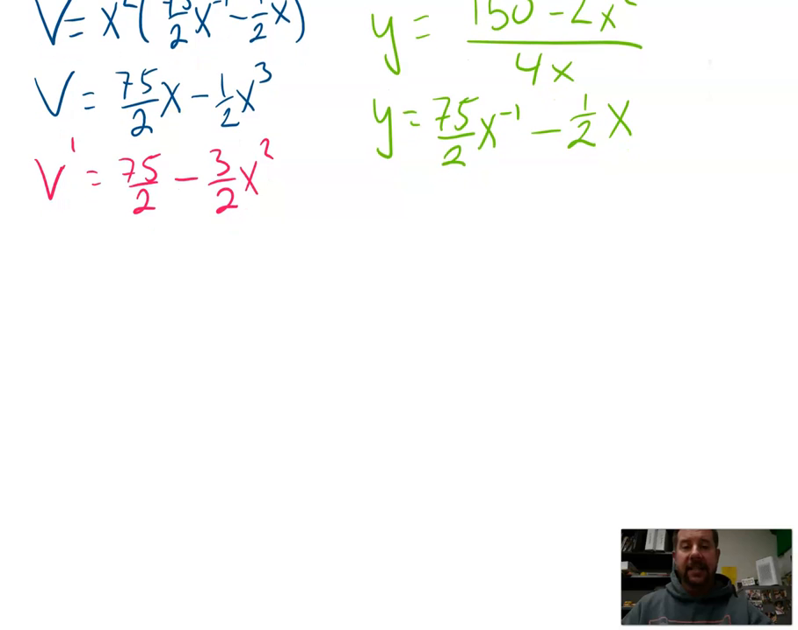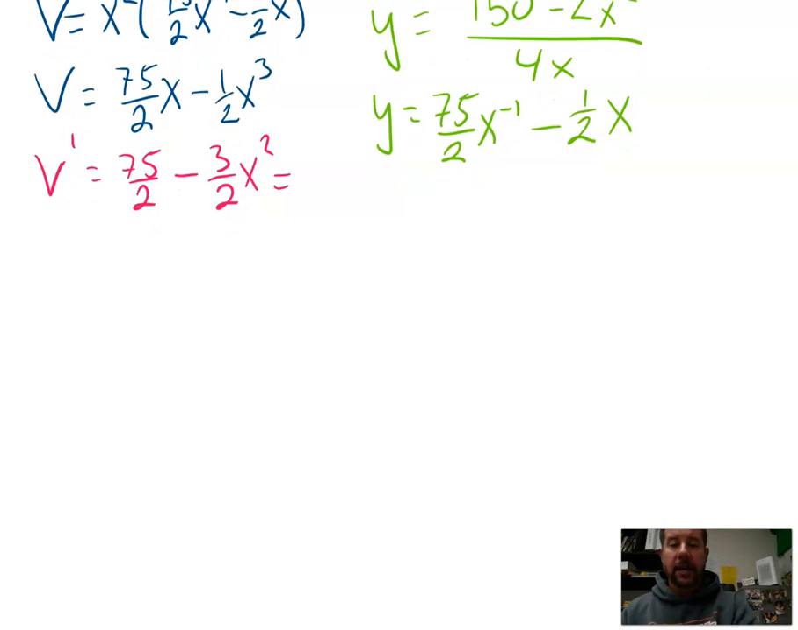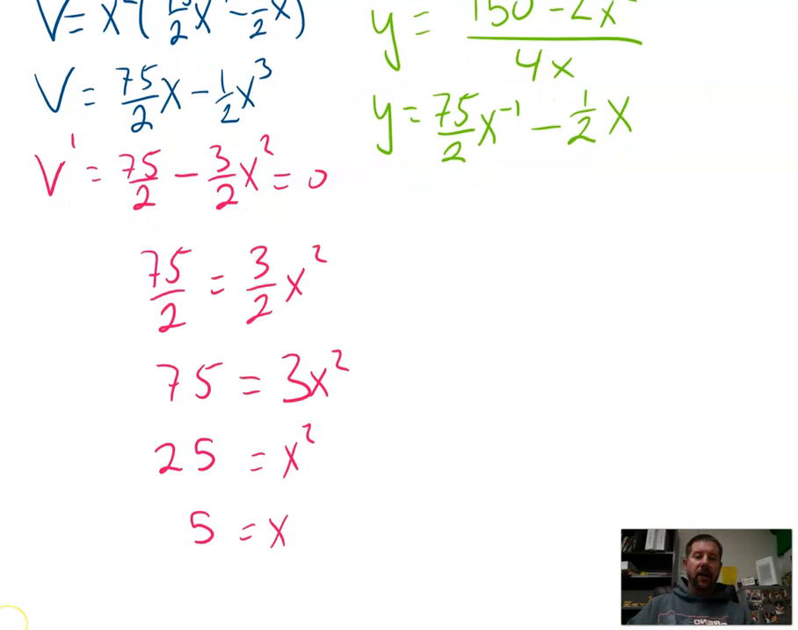Now we need to take this and set it equal to 0 and solve for x. Solving for x, I put the x squared on the other side, multiplied both sides by 2, divided by 3, took the square root of both sides, and I should have a plus or minus. However, the cube cannot have a negative length, so I discarded the negative answer for the positive, and since I have just one, I know I'm okay.